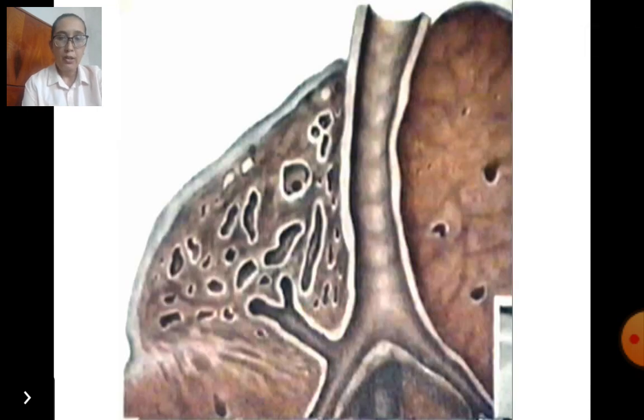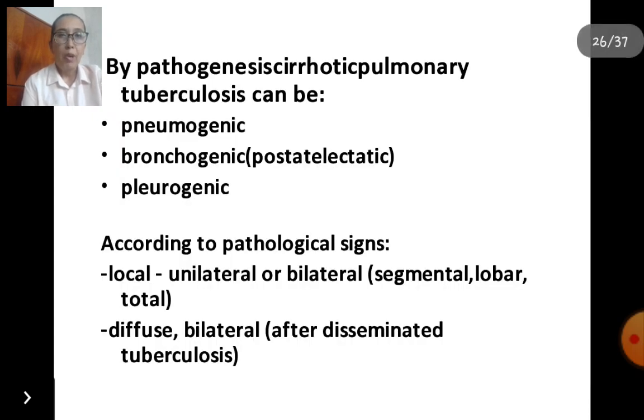In this slide you can see the cirrhosis of the upper lobe of the right lung, and you can see the increase of volume of this lobe. By pathogenesis, cirrhotic pulmonary tuberculosis can be pneumogenic, bronchogenic, and pleurogenic. According to pathological sign, it may be local, unilateral or bilateral, segmental, lobar or total, or diffuse bilateral after disseminated tuberculosis.